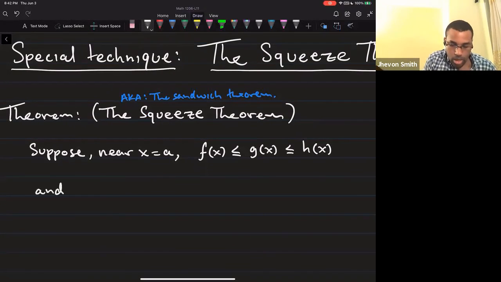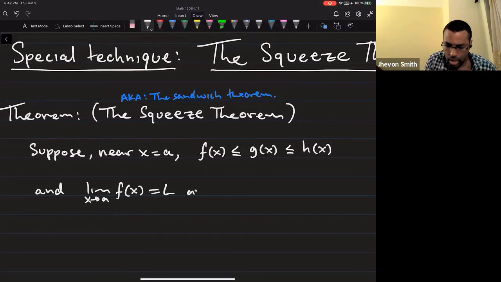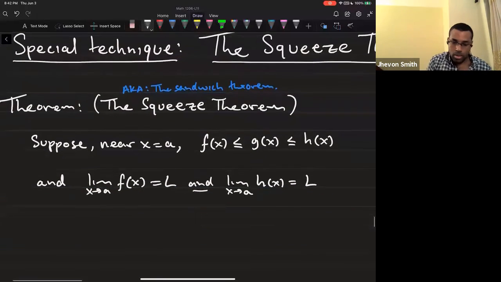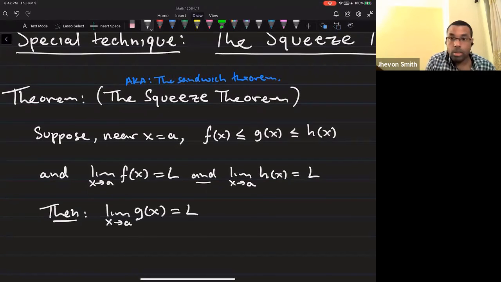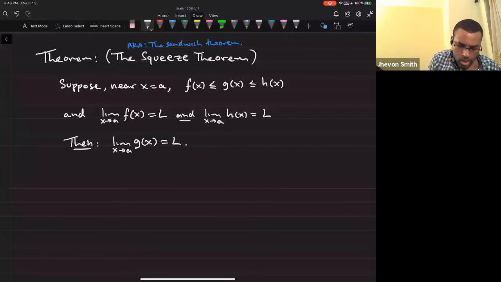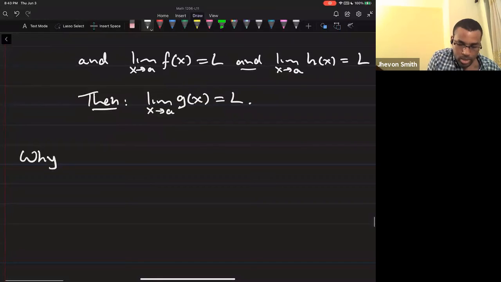And if you look at the limit as x approaches a of f equals some value L, and the limit as x approaches a of h equals some value, it's actually the same value L, then it turns out that the limit of the middle guy must be L. So if you know about the two guys on the ends, and you know that in fact they go to the same number, then that is enough information to tell you what the middle limit is going to be. So now, why does this work?